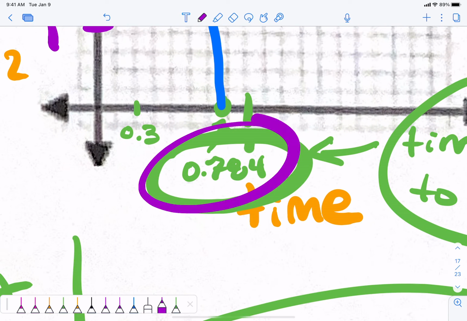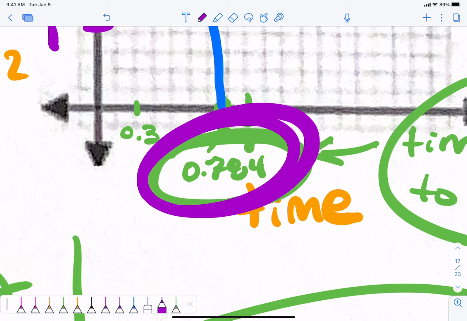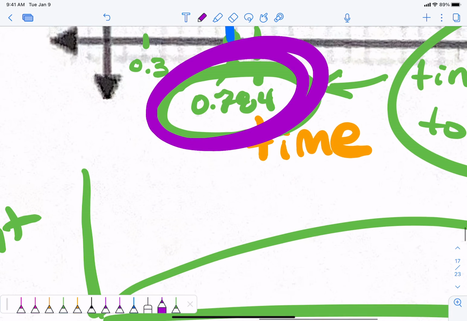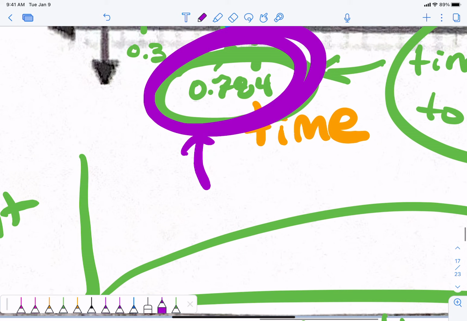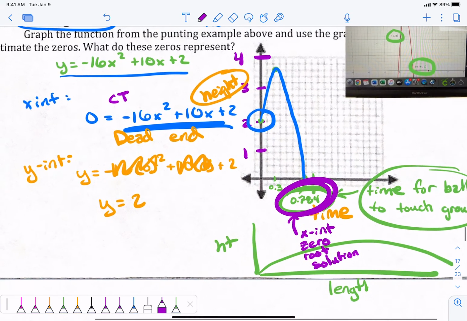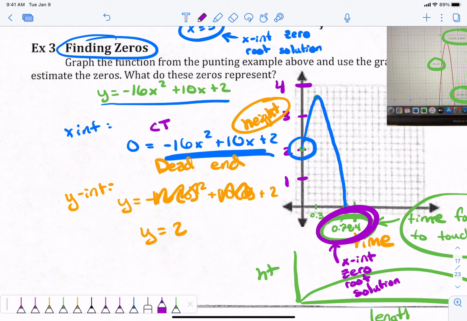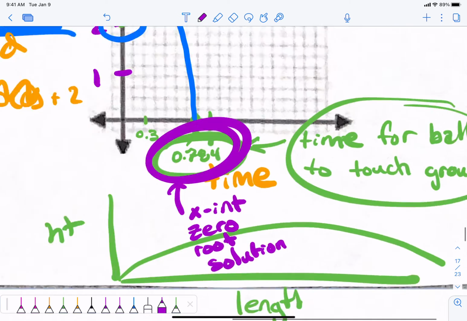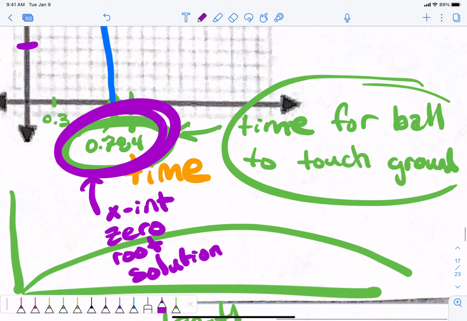Now, what is another name for this 0.784? The vertex? It's not the vertex. What's another name for 0.784? This is the x-intercept, or the zero, or the root, or the solution. Any of those mean the same thing. Solution, okay? So, graph the function. Use the graph to estimate the zeros, and then what do the zeros represent? We've done that over here. The time for the ball to touch the ground, yeah?